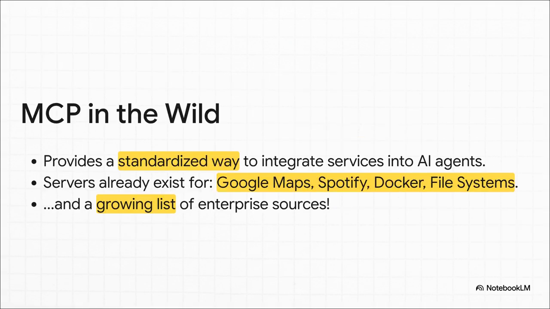So, why does all this matter? What's the big takeaway? It's that MCP provides that single standard way to plug any service into an AI agent. And this isn't just a theory, it's already happening out in the wild. There are MCP servers today for Google Maps, Spotify, Docker, even your local file system. And the list of big enterprise sources jumping on board is growing fast.